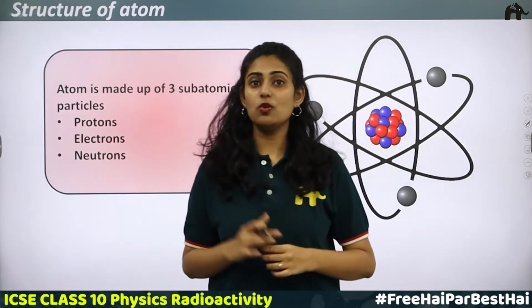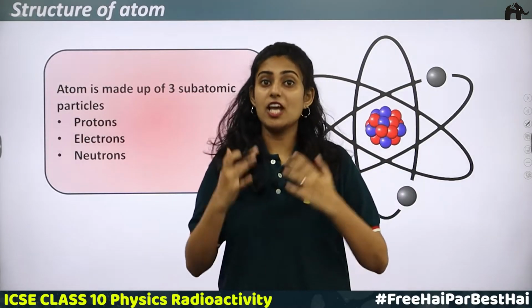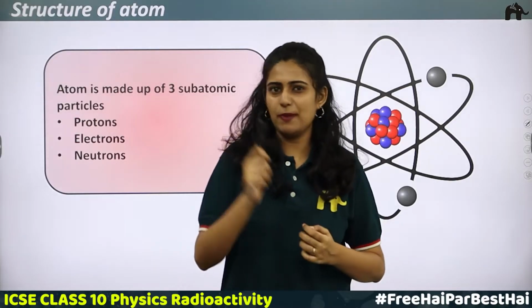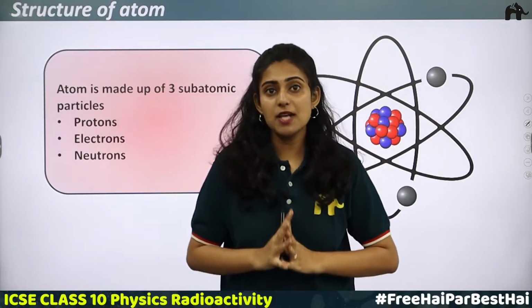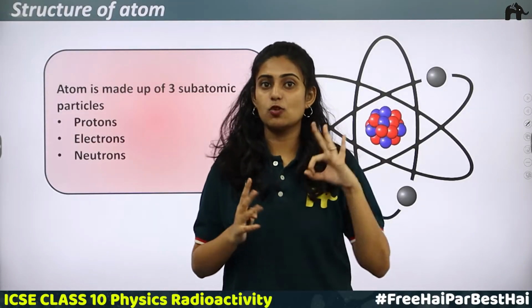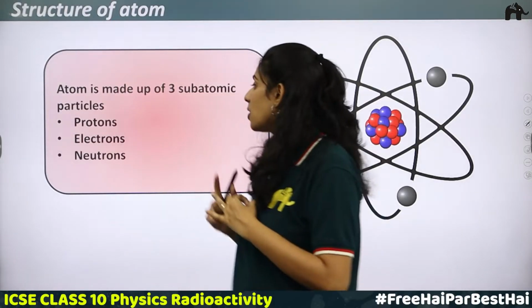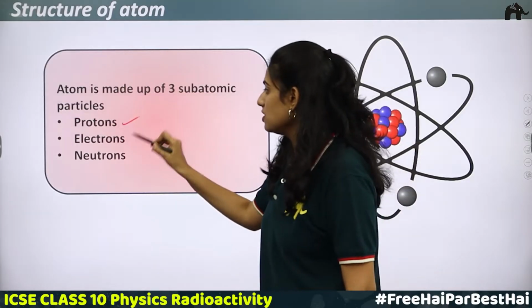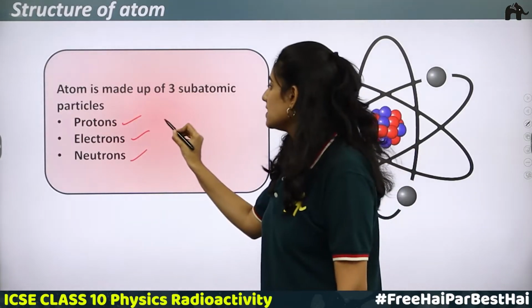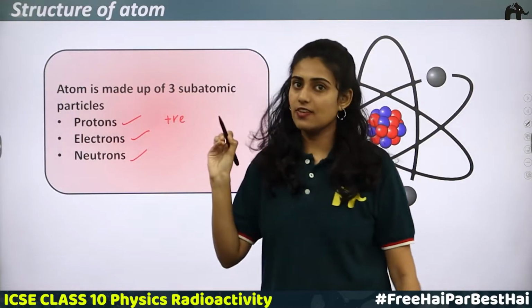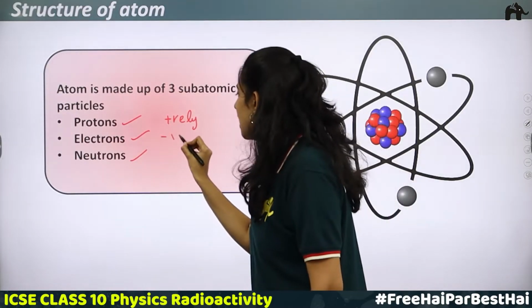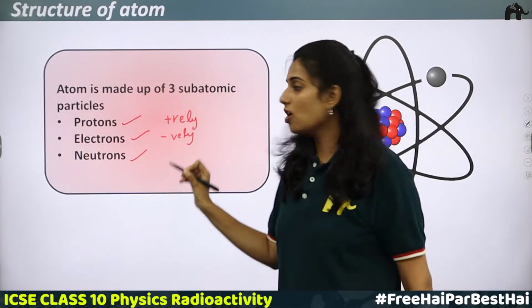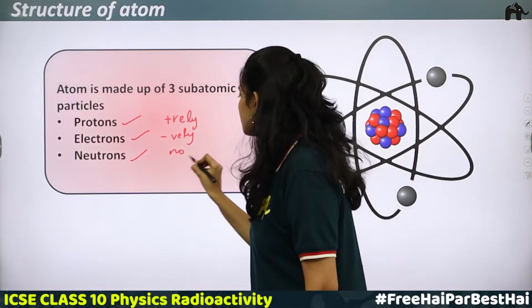Structure of atom. We know everything is made up of atoms. Even our human body is made up of atoms. This pen, a book, board, everything is made up of atoms. An atom consists of three important particles. What are they? Electrons, protons and neutrons. Protons are positively charged. All this we have studied in class 9th. Electrons are negatively charged and neutrons have no charge.